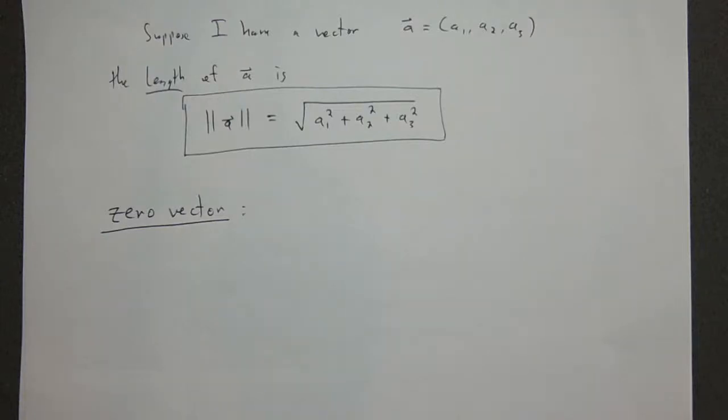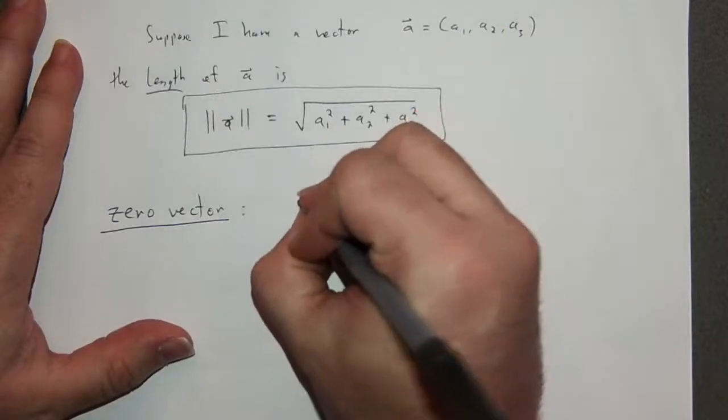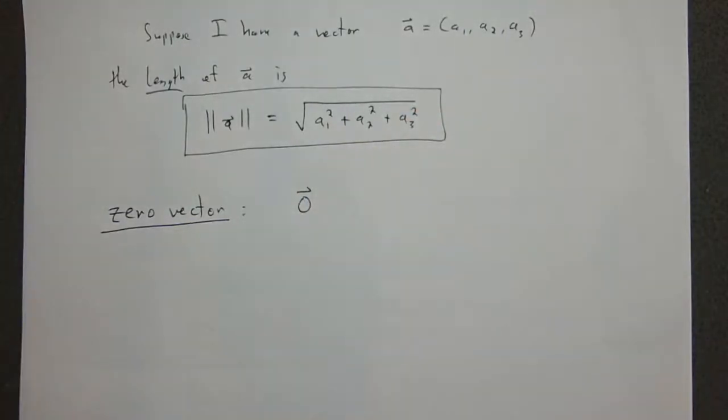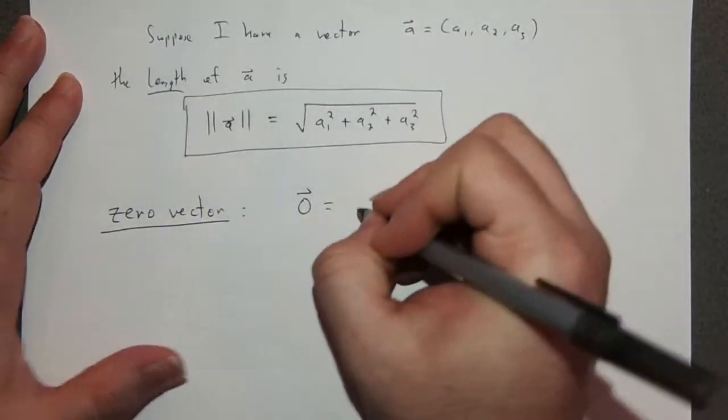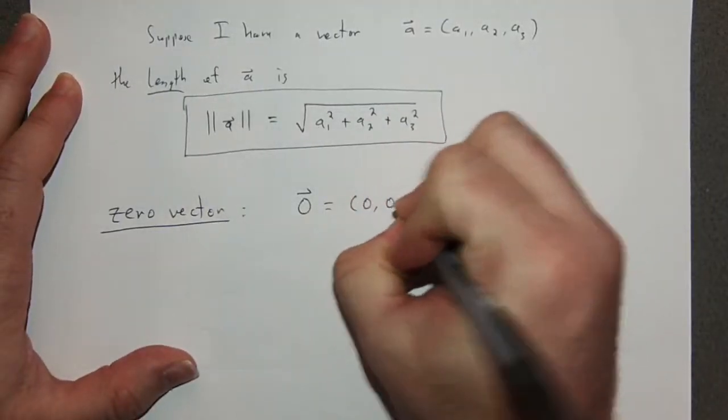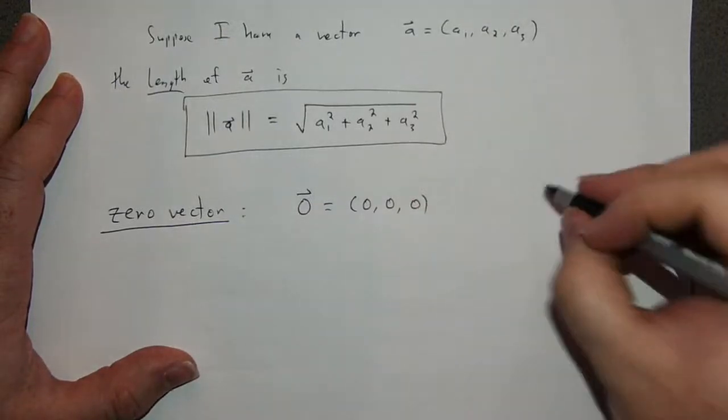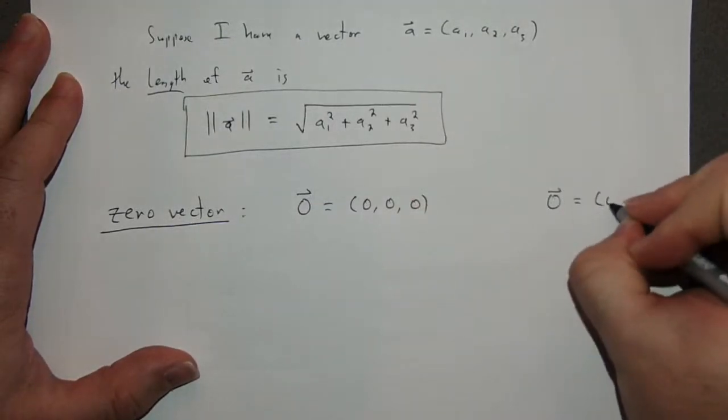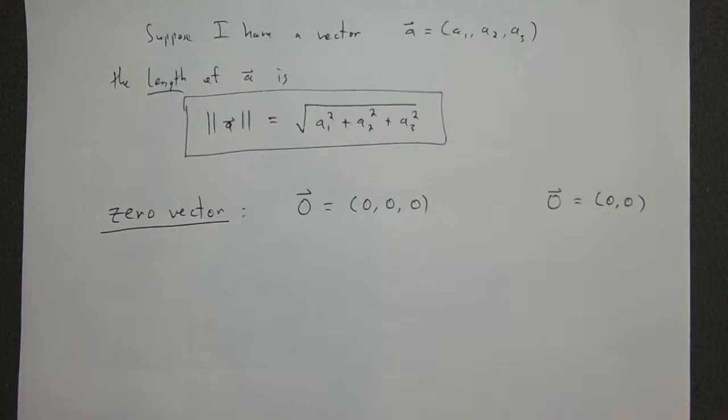Well, I claimed that every point in space, every point in the plane, is associated to a vector. So then there must be a vector associated to the point that is the origin. Well, that vector is called the zero vector. The zero vector is written as 0 with an arrow over it, just like we write with vectors. This is the vector containing nothing but zeros. So in R2, of course, the zero vector is just 0, 0.